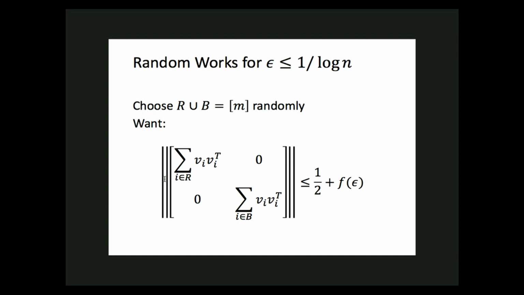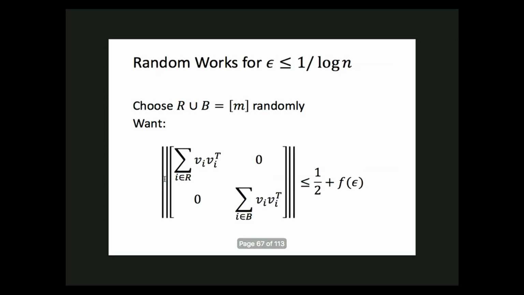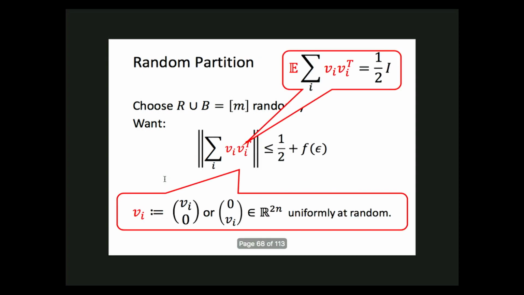Okay, so a 2n by 2n matrix, just embed these in blocks. So this is a block diagonal matrix. And of course, if the norm of this is bounded by half plus some f of epsilon, then each of these things is also bounded. Okay. And now the key thing to observe is that this is a special kind of random matrix. It has a very special structure. It's a sum of independent rank 1 random matrices.